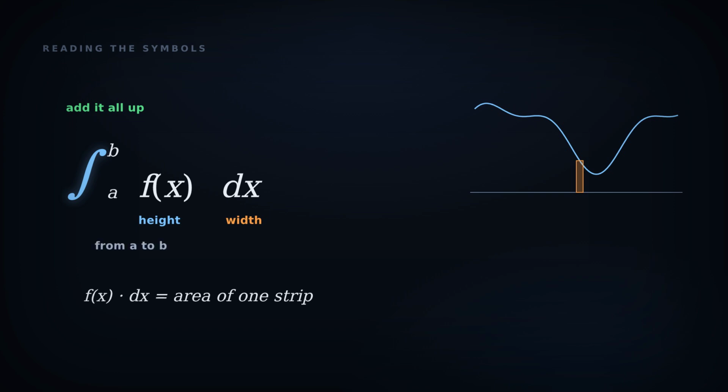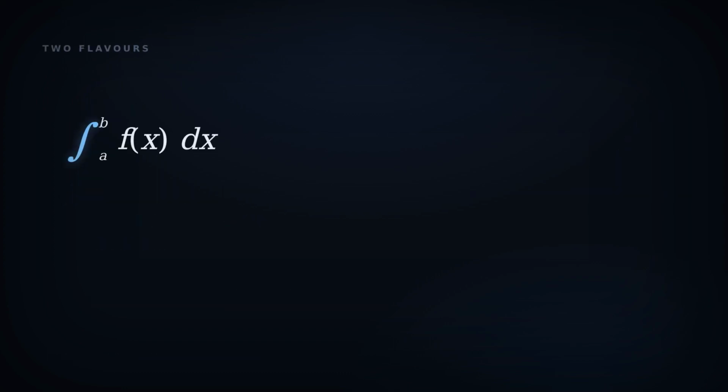Then the little a and b at the bottom and top tell you where to start and where to stop along the axis. Read the whole thing out loud and it says sum up the area of all the thin strips from a to b. That's it. The notation is just the sentence I've been saying, written in symbols. Now, that version with a and b, start and stop points, is called the definite integral, and it gives you an actual number, a specific area from here to there under the curve. The answer is, say, 12, concrete.